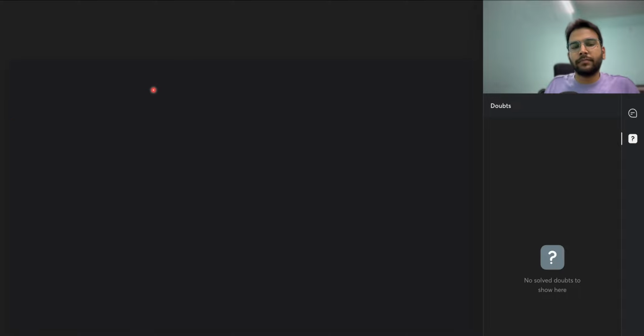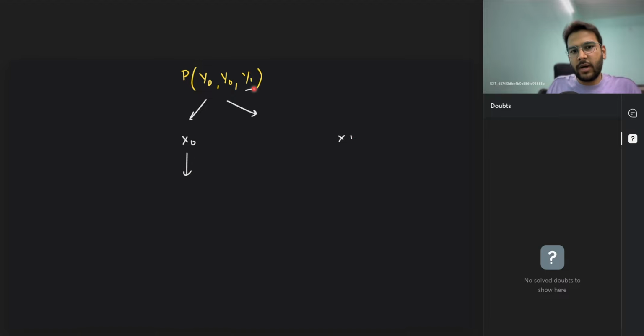Carefully see this. We have this P of y0, y0, y1, right? So what I'm doing? So let's start with this. You understood, right? How we are dividing it. On the last day, I'm assuming that this is x0, or I can assume that this is x1. So here it is y1. Clear? And here it is also y1.